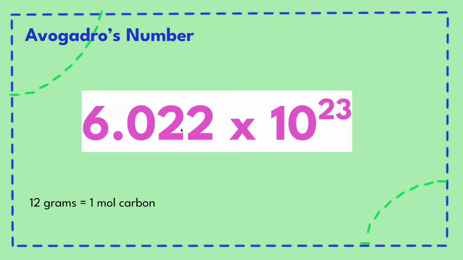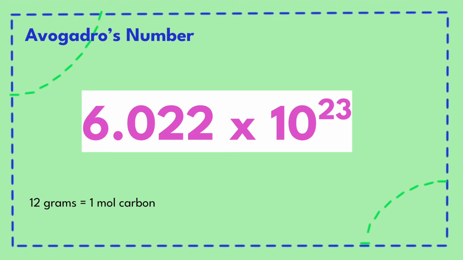This is a very important number called Avogadro's number, and it is the number of atoms in 12 grams of carbon. Avogadro thought that this would be a good standard to go off of, and he chose carbon because of how widely available it is. So, by the same token, 12 grams of carbon is equal to 1 mole of carbon, because that much carbon has 6.022 times 10 to the power of 23 atoms.